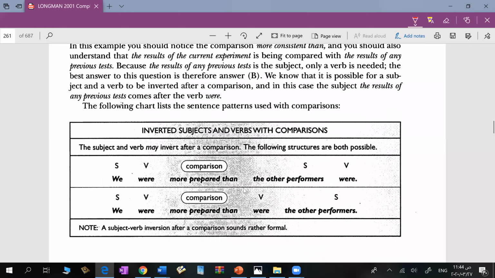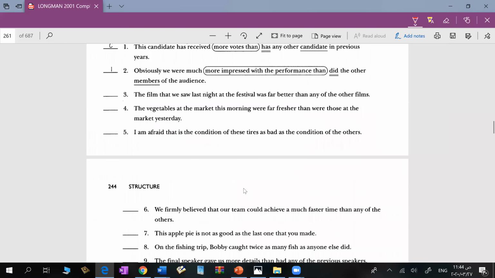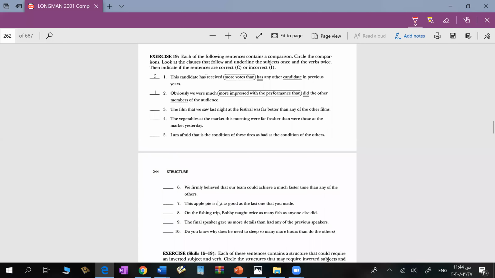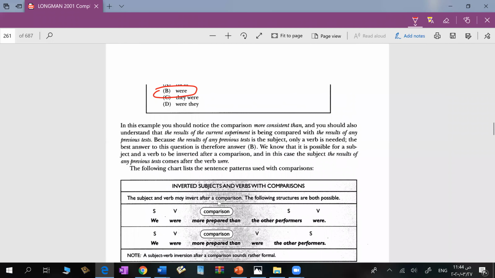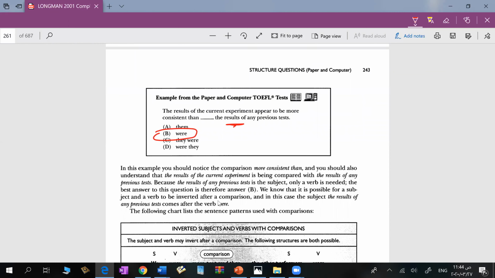Okay, so yes, any questions? I'm asking, if I omit the results of any previous tests, what will be the pronoun for it? Them or it? If you omit the results, they. Results, plural, they. And people always mispronounce the word result. They pronounce it as a result. No, it's not that, it's result. Okay? And results, the plural; result, singular. And this is plural, results, they.